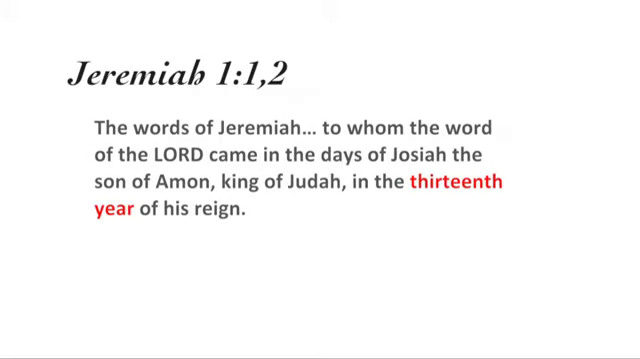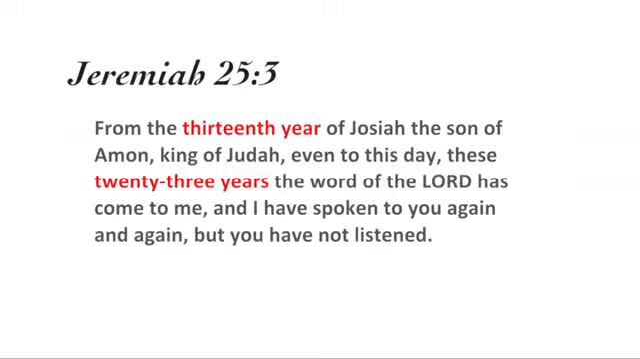Jeremiah started to prophesy in the 13th year of Josiah. We read that in Jeremiah chapter 1, first two verses. The words of Jeremiah, to whom the word of the Lord came in the days of Josiah, the son of Amon, king of Judah, in the 13th year of his reign. Jeremiah 25:3 says, from the 13th year of Josiah, the son of Amon, king of Judah, even to this day, this is the 23rd year in which the word of the Lord has come to me.